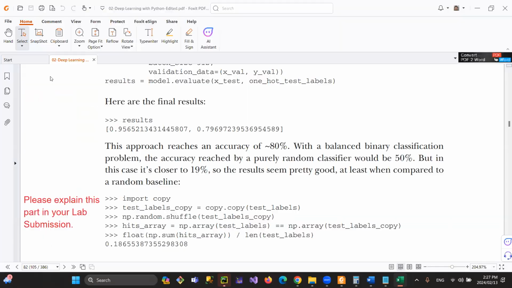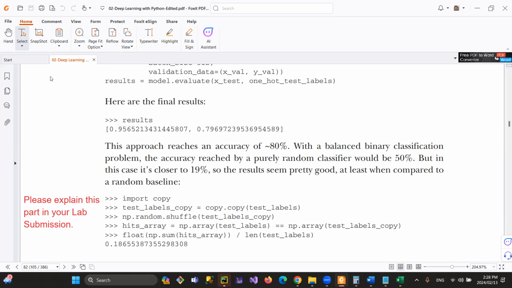Now let's look at this one, please. It says let's have a copy of test labels somewhere, so it's test label copy. And I say now shuffle the values inside that. I shuffle the numbers, and now check against the original test labels. How many of them brought you the correct values? It's going to just sum them all, and we keep them inside that sum history because it's going to be lots of truths and falses, right?